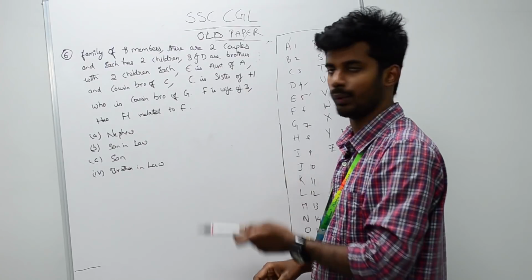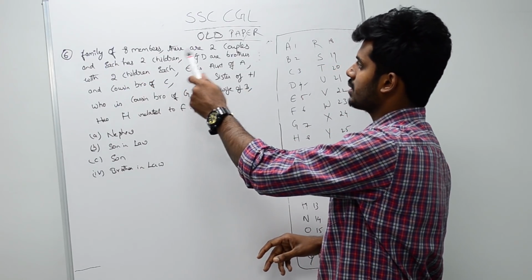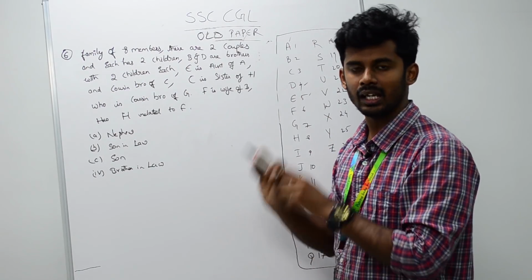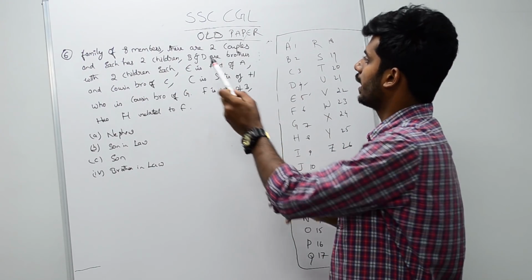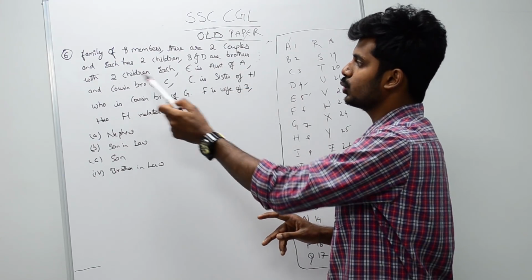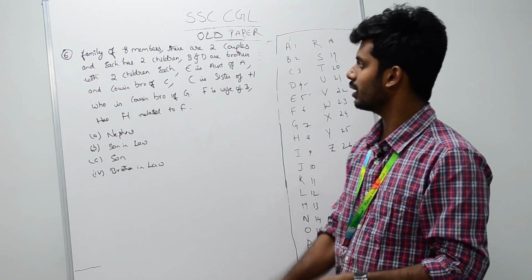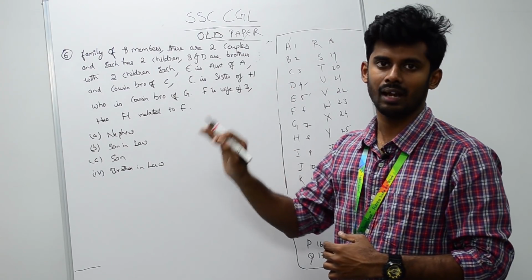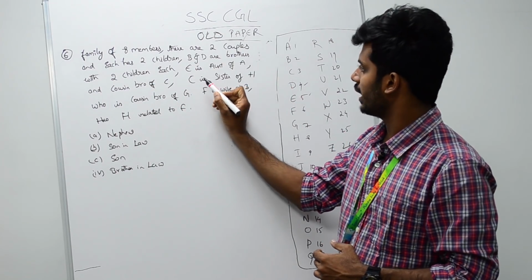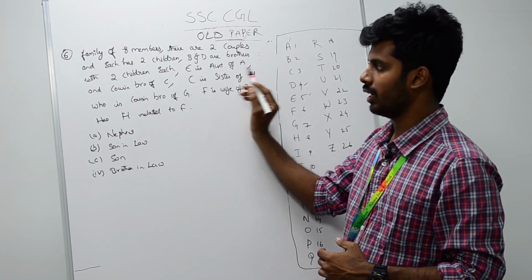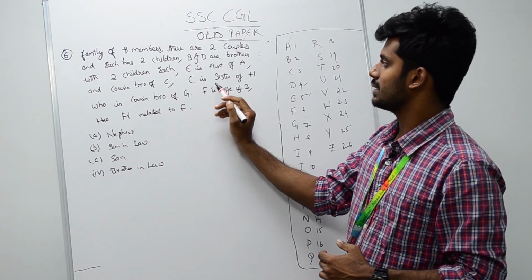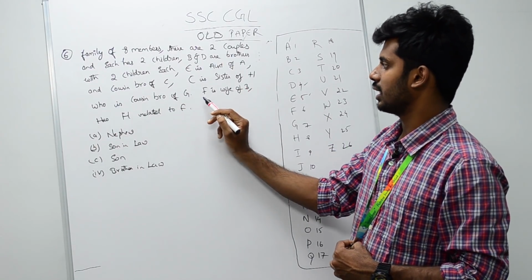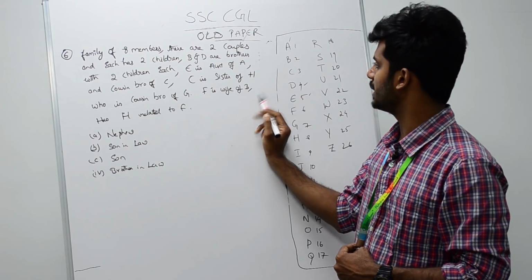So let's complete the question. Family of 8 members, there are 2 couples and each has 2 children. They are saying in 8 members there are 2 couples. B and D are brothers with 2 children each. So they have clearly said that B and D are husbands and each has 2 children. Next, E is aunt of A and cousin brother of C. C is sister of H, who is cousin brother of G, and F is wife of B.